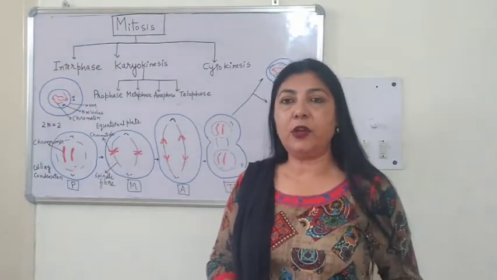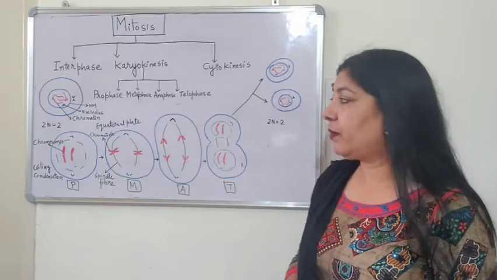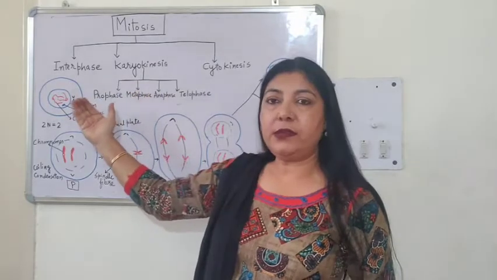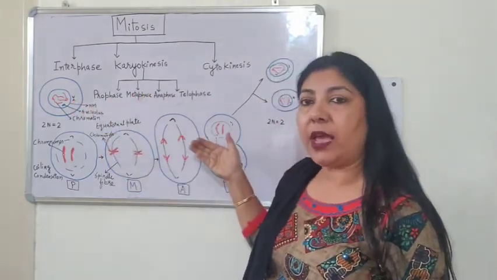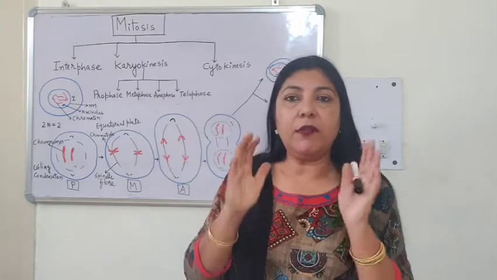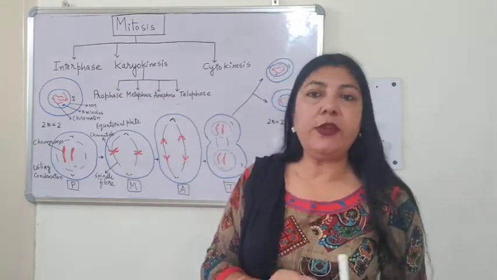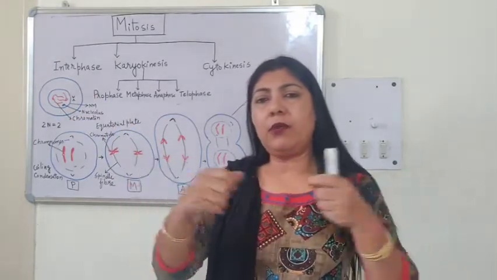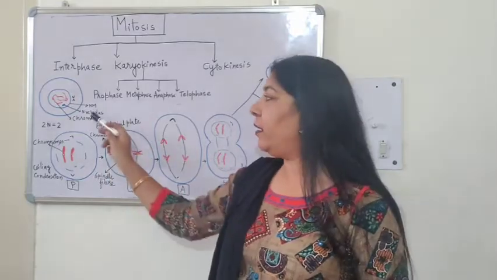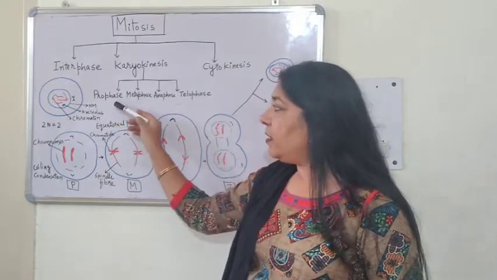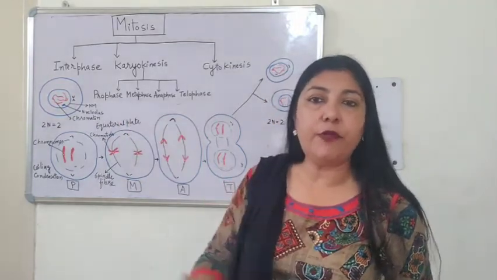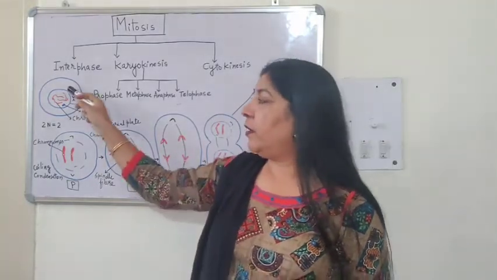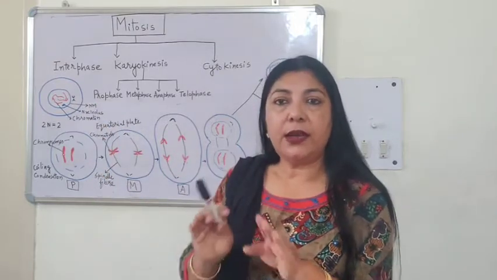Let us now study the process of mitosis in detail. Here, this is the cell in the interphase. In the interphase, when the cell is ready to undergo karyokinesis, it has a well-developed nuclear membrane and nucleolus. And the genetic material is in the form of long, very thin fibers called chromatin. When it enters the first phase, that is prophase, it shows certain changes. What are the changes? First, the nuclear membrane starts disintegrating.